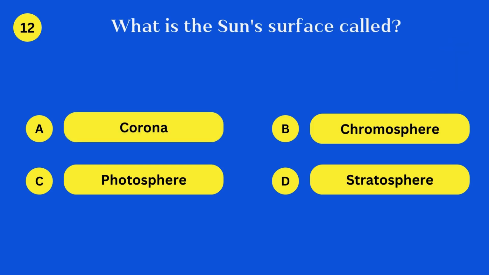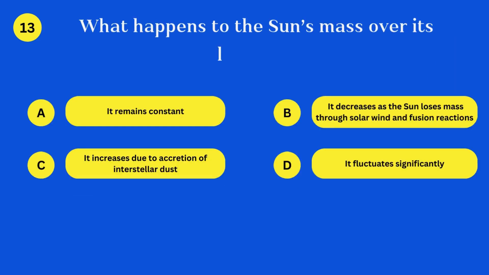What is the sun's surface called? A. Corona. B. Chromosphere. C. Photosphere. D. Stratosphere. Correct answer is C. Photosphere. What happens to the sun's mass over its lifetime? A. It remains constant. B.